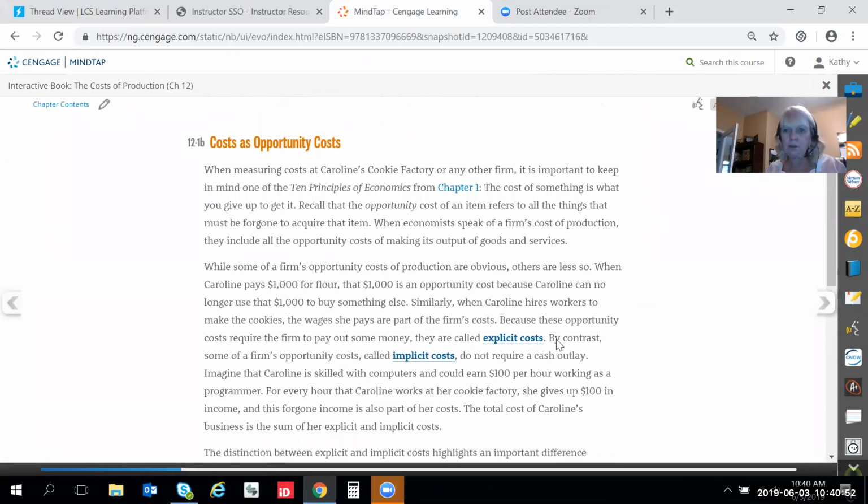So that's where you're going to go in your textbook. You're going to understand accounting costs versus economic costs and accounting profits versus economic profits. And then you're going to apply that model to this little problem that we have here.